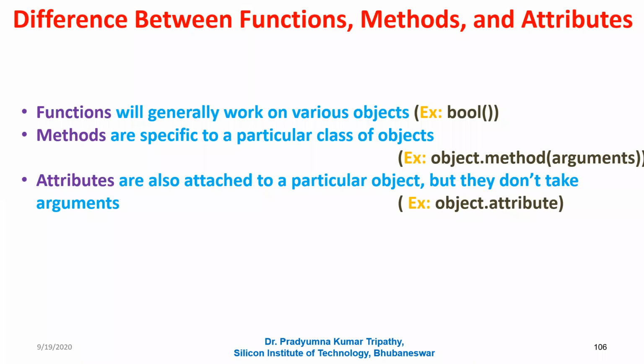So we have the object name dot attribute. An attribute is nothing but the data member of a class. A method is nothing but a function belonging to a class. So these two, the method and attributes, belong to or are applicable to a class of objects. The first one, the function, is not for a class of objects; it can be applicable for various objects.